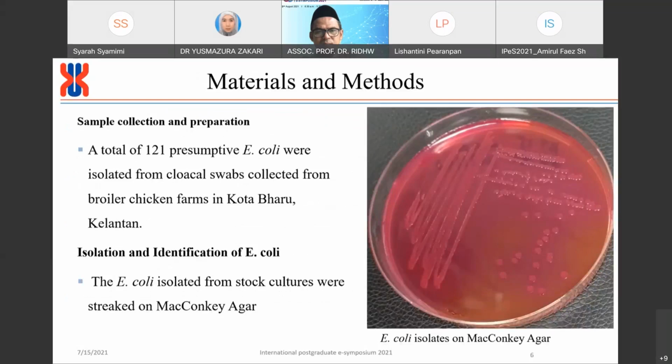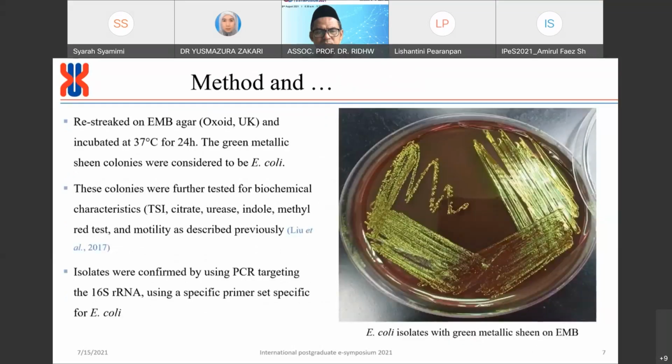Methods and materials. A total of 121 presumptive E. coli were isolated from cloacal swabs collected from broiler chicken farms in Kota Bharu and nearby districts in Kelantan. The E. coli isolates taken from stock culture were streaked on MacConkey agar. Lactose fermenter colonies from MacConkey were subcultured to EMB agar and incubated at 37 degrees centigrade for 24 hours. The green metallic sheen colonies were considered to be E. coli, and these colonies were further tested for their biochemical characteristics.